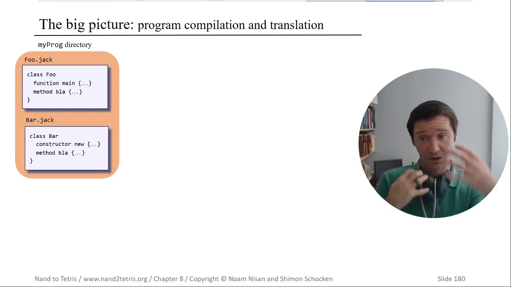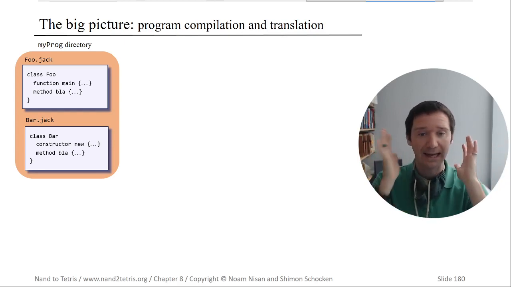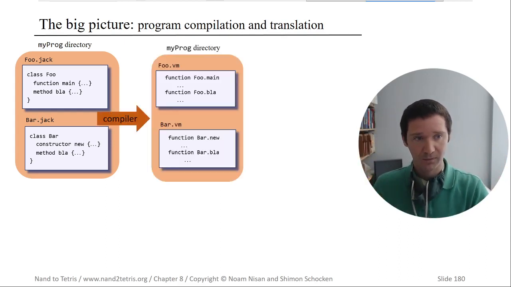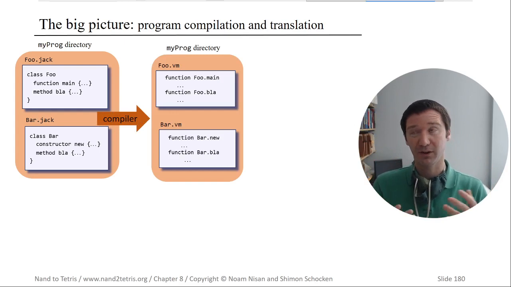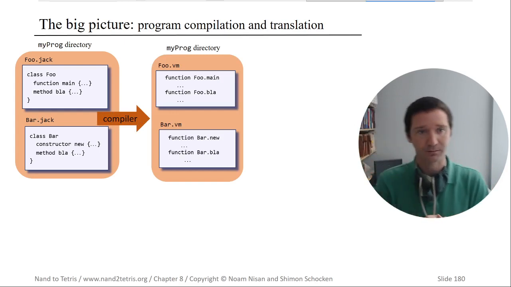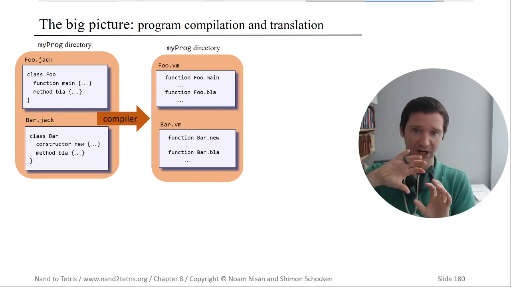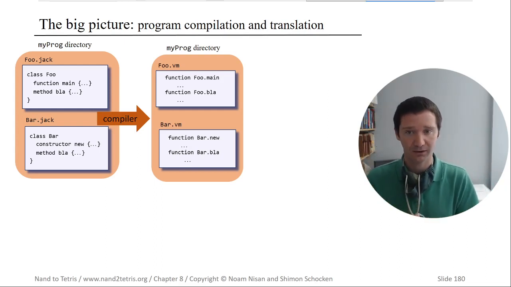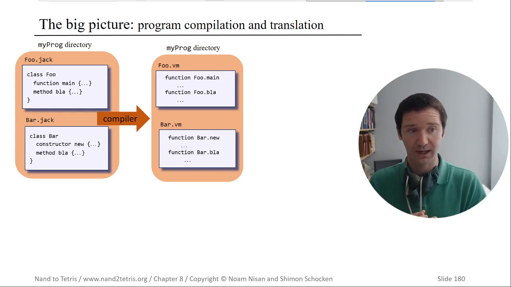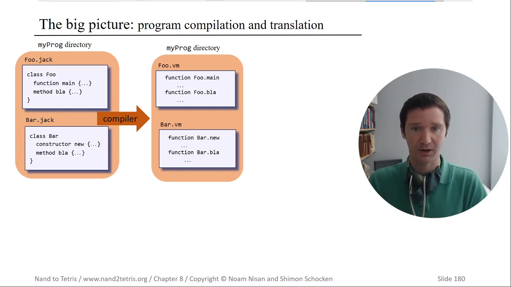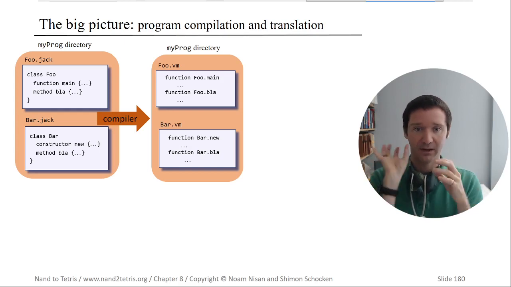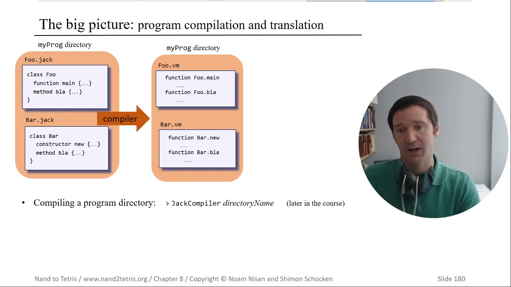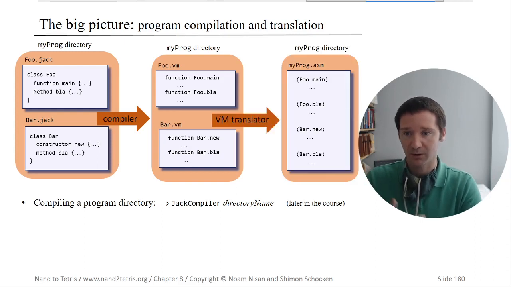And when we compile this, we want to compile those together so it's a single ASM file that runs. So directory, single ASM file. So what's going to happen is that when we compile this, starting in project 10 and 11, we're going to take that directory of Jack files and compile them into a set of VM files. And those are going to have things like foo.main, foo.blah, bar.new, bar.blah, whatever. Name of the file, function name. All right, so we'll call Jack compiler on the directory name, and then that will generate those files.